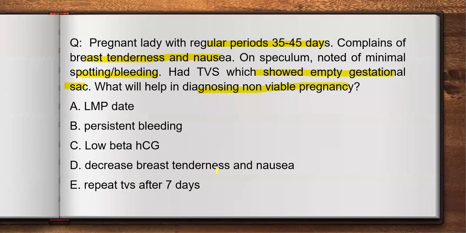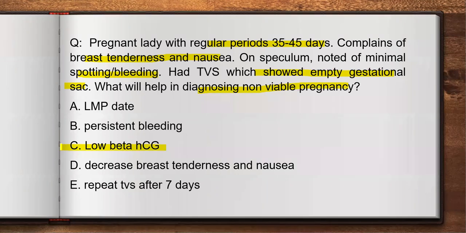miscarriage. Decreased breast tenderness and nausea are just subjective symptoms. We cannot rely on these sort of symptoms to diagnose anything. Persistent bleeding cannot help you to diagnose non-viable pregnancy. Even if it's persistent bleeding and we don't do any investigation, we cannot totally say that it's a non-viable or viable pregnancy. Again, LMP date is not important now because you already did a transvaginal ultrasound that should show you the exact pregnancy age, right? So LMP date is not very important.